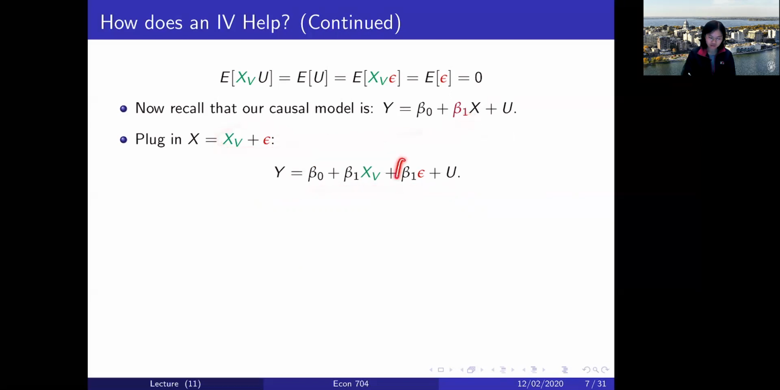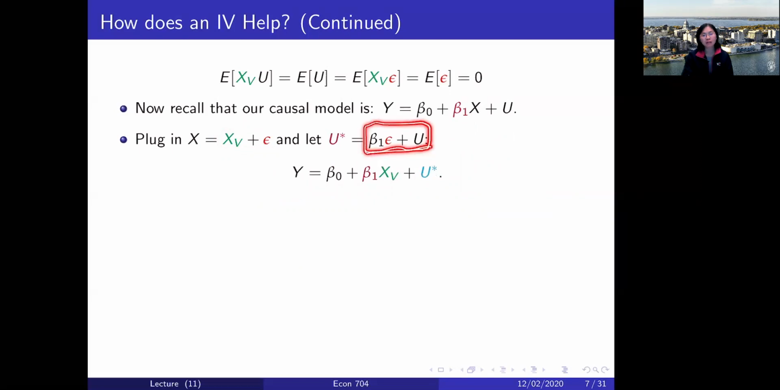Okay, so now let's treat this thing as the aggregate error term, the new error term, and treat this as the new regressor. Okay, so we call the combination of these two errors U star. Then now we have a different representation for Y. Now it's represented in terms of this good part of X as well as this new error term.